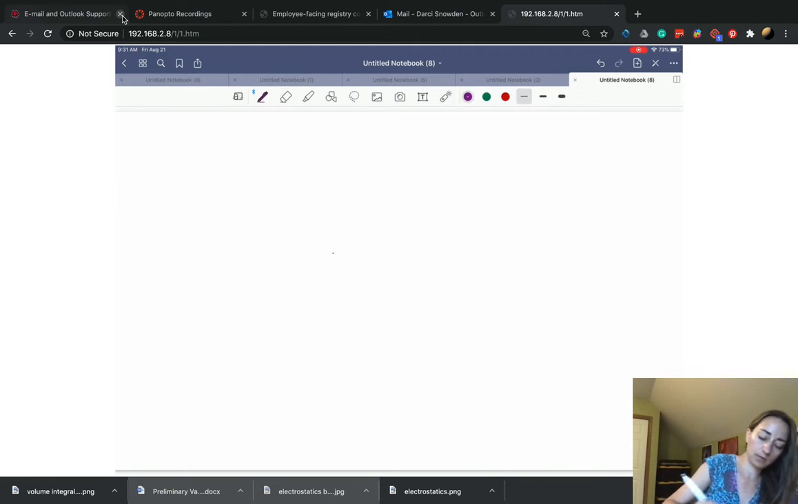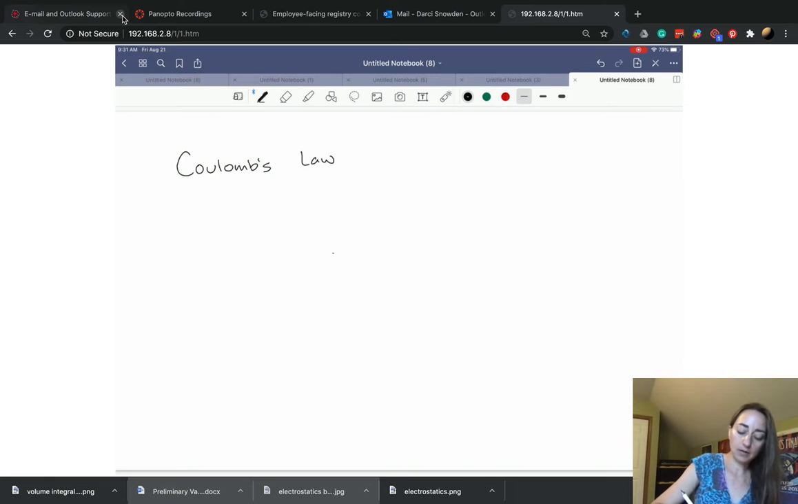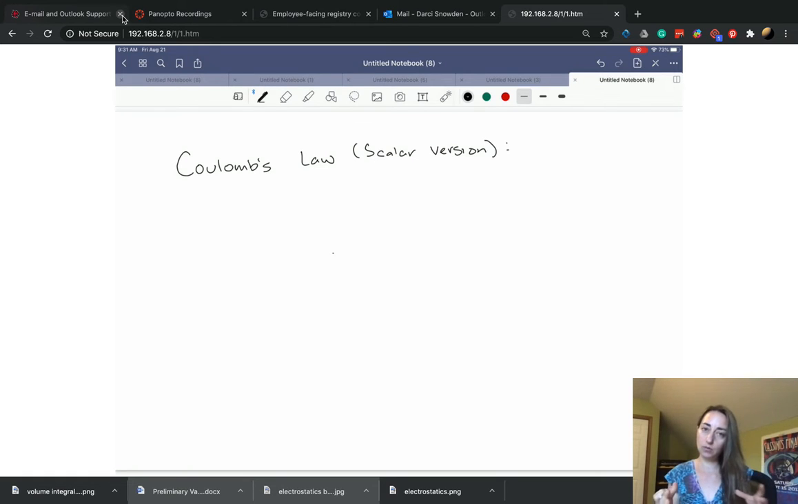All right, so let's review it. We're talking about Coulomb's law, and Coulomb's law is all about understanding, and by the way this is the scalar version, which means we're only worried about the magnitude of the force between two charges. At this point, we're not going to talk about the vector direction of those forces. But Coulomb's law is all about understanding the electric force between two point charges.